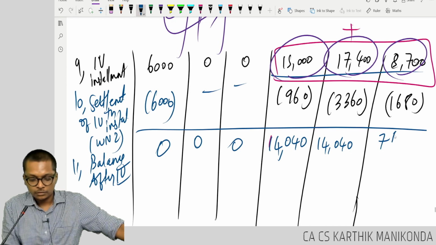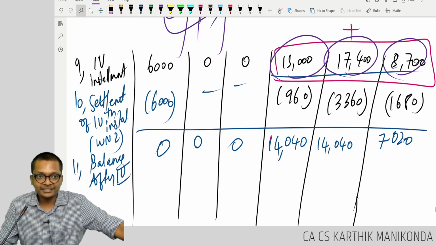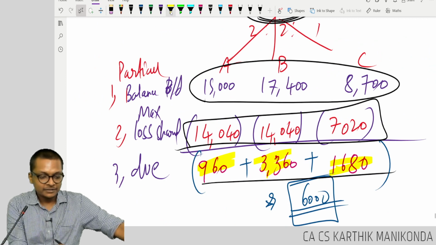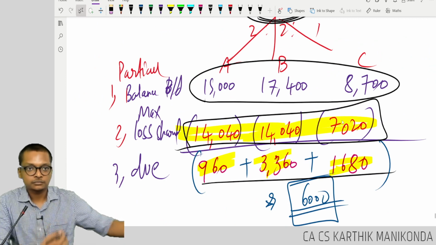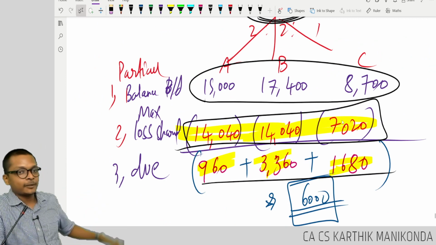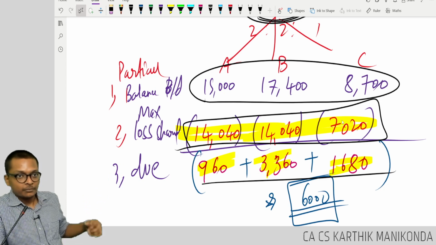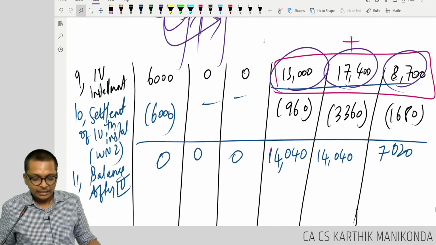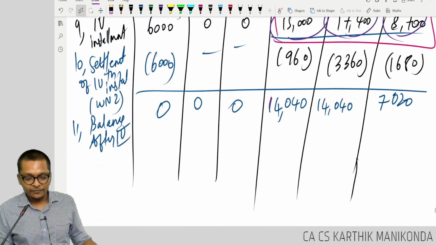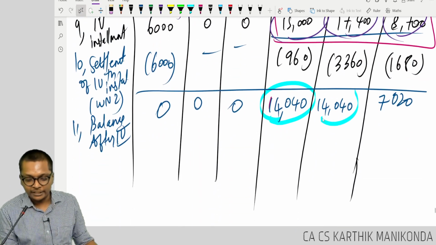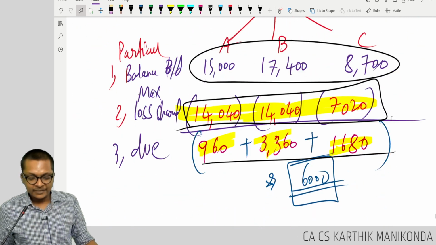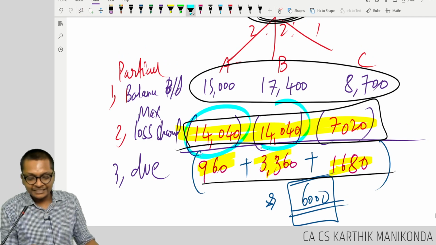14,040, 7,020. What number does this represent? The balance that I have to pay to the partners, which is nothing but the maximum loss. Correct? Nothing but the maximum loss in working note 2. How is this tallying, sir? Look at this. Partners, what I have to pay is 14,040, 14,040, 7,020. How is this tallying with the maximum loss in working note 2?